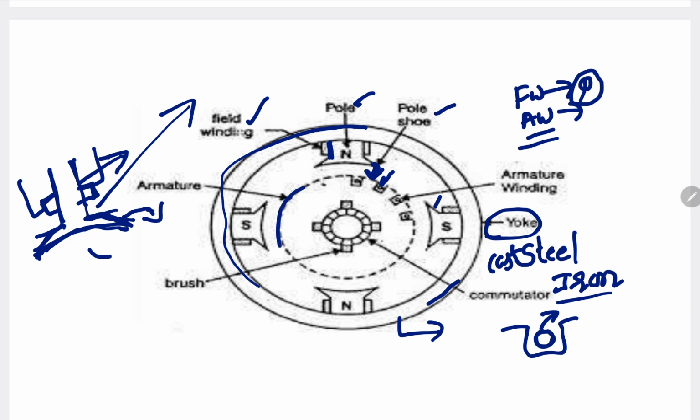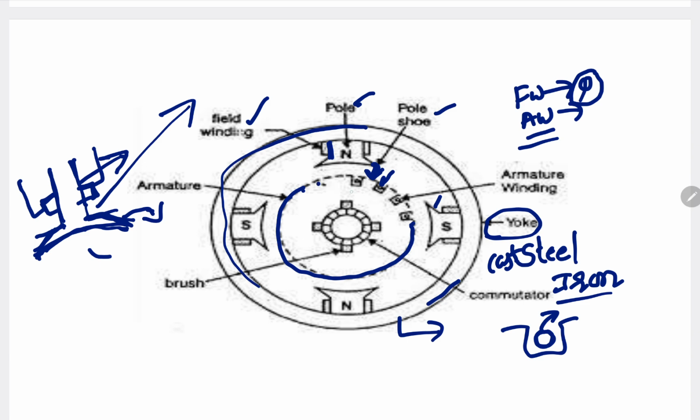This armature will be rotated by the prime mover. So in a DC generator we have a stator and rotor. That rotor is nothing but this particular armature. This armature or rotor will be rotated by an external prime mover, like in case we use some turbine. When the water hits, the turbine will be rotating. That rotating turbine is coupled to this armature. Then the armature will start rotating.